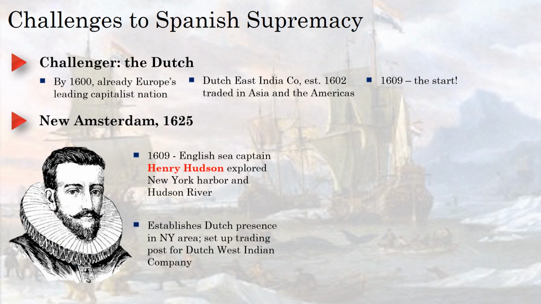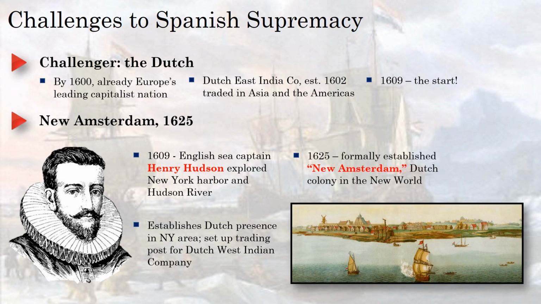The events leading up to this: in 1609, an English sea captain named Henry Hudson explored New York Harbor and the Hudson River and established a Dutch presence in the New York area. Of course, most of you probably know that New Amsterdam is going to turn into what we call New York today. And there he set up a trading post for the Dutch West Indian Company. It's the sister company to the Dutch East India Company.